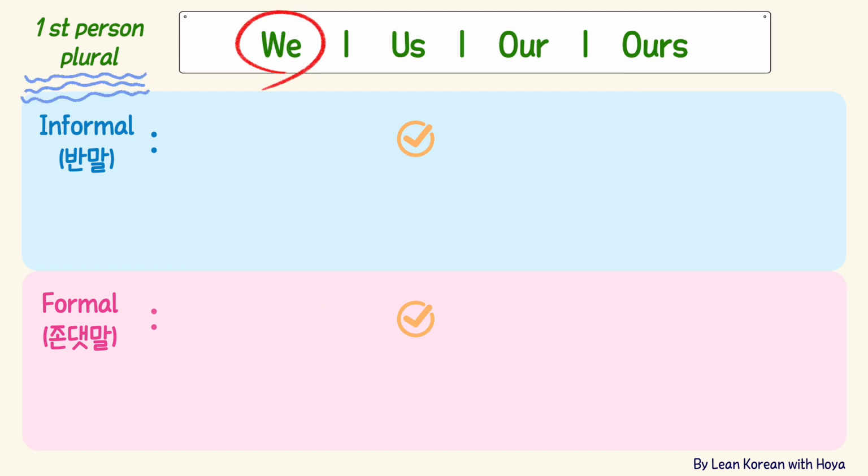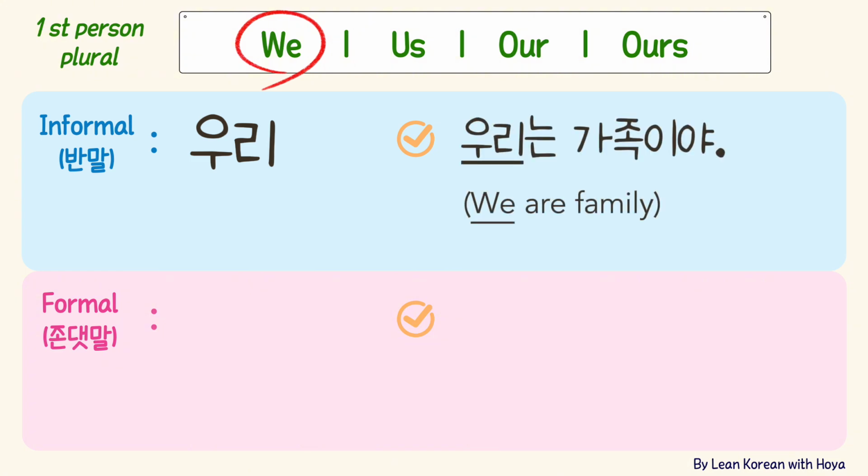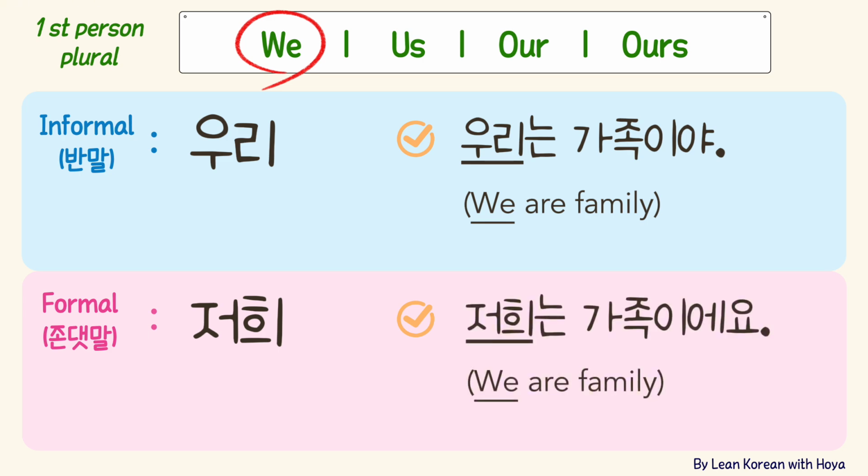We're gonna move on to first person plural, we. We in Korean is 우리. We are family. 우리는 가족이야. The formal version of we is 저희. 저희는 가족이에요.